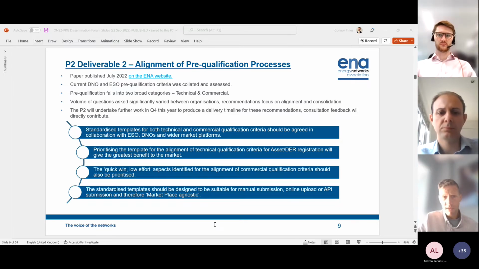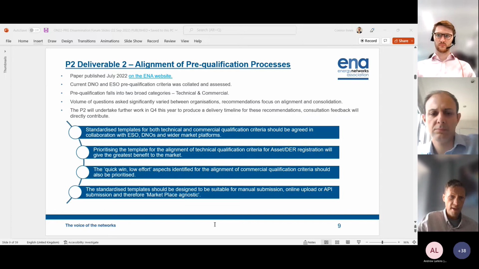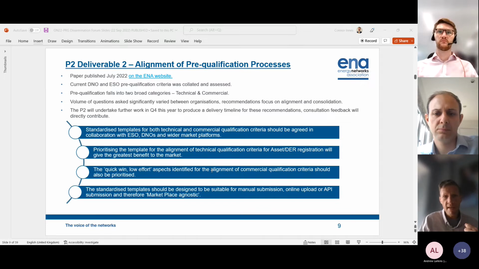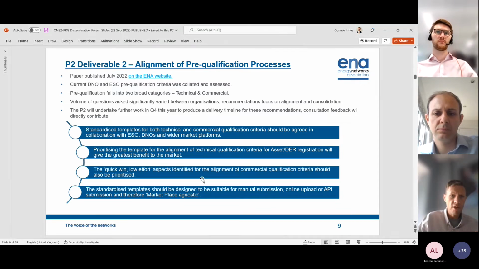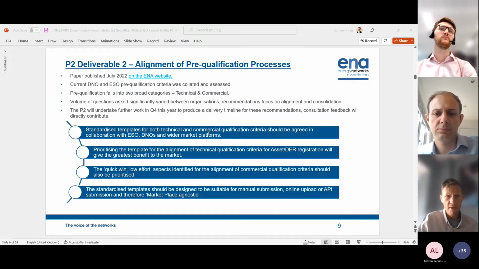For example, once we've registered an asset to provide flexible services in one DNO, we should be able to use the same template for each of the DNOs, therefore mitigating a lot of admin and time, and providing greater value for those market participants. In an ideal world, we want to be able to submit just one template, which can then be used for all the procurement activities being run by each of the DNOs and the ESO.